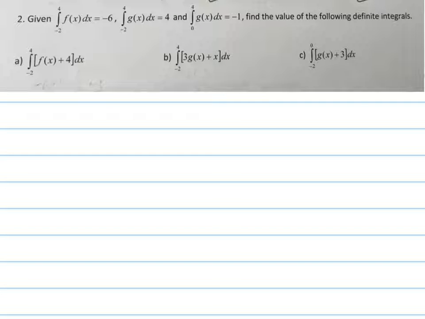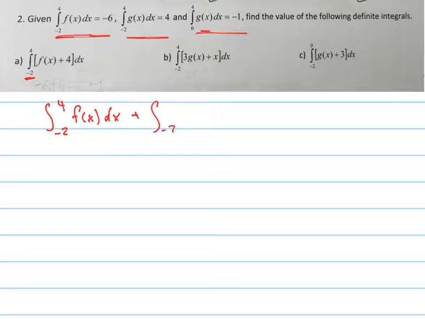All right, so when we're doing problems like this, you're using basically algebraic properties with integrals. They're telling us what these various integrals are equal to, and so we're going to do algebra with these integrals. What you're allowed to do is distribute this like that, plus the integral from -2 to 4 of 4 dx.